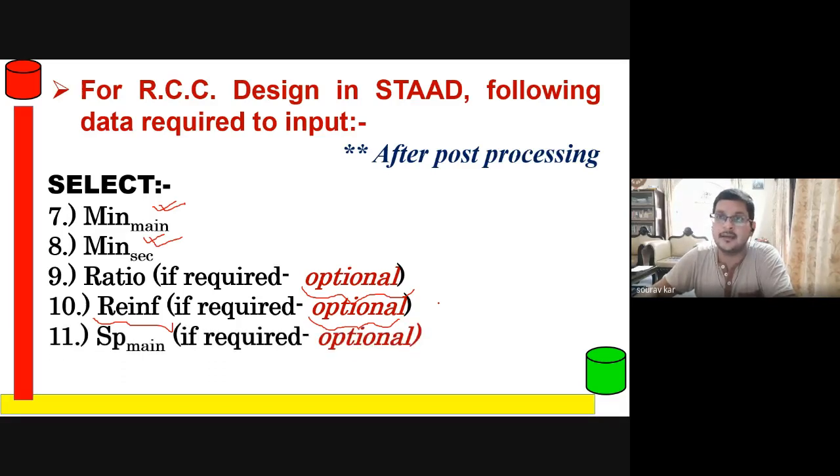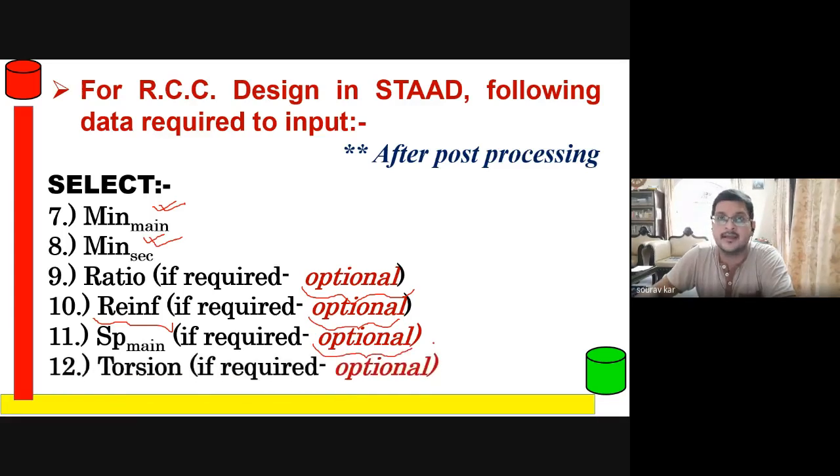Then SP main. SP main is the spacing of main bars. From the design itself, STAAD can calculate the spacing of main bars. That we have learned in manual design also. So this is also optional. If you want to specify, no problem. Next is torsion. If torsion is acting on the structure, you can select this option, which is also an optional choice.